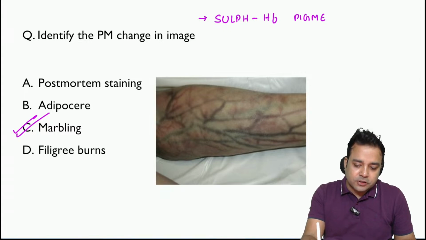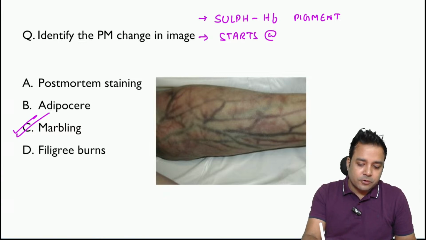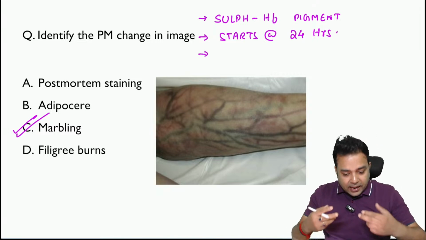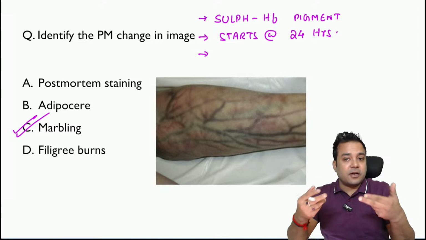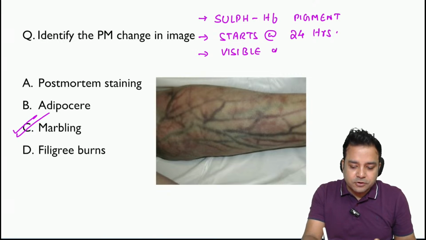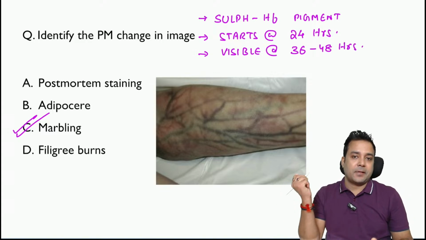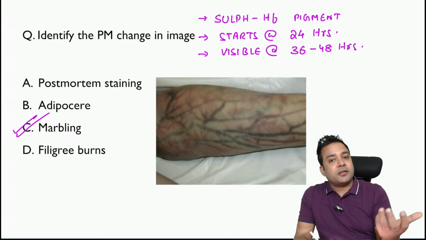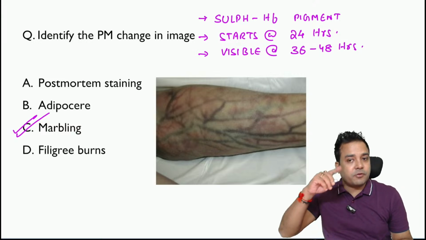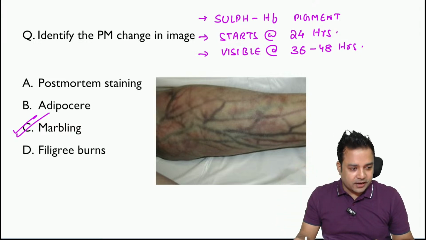Then, this marbling process begins at what time? We all know it starts at around 24 hours due to bacterial putrefaction only. But this process is happening inside the vein, while externally it becomes visible to us at least 12 hours later, meaning 36 hours to 48 hours, and it is due to bacterial putrefaction. So we know all the important things about marbling. With regards to filigree burns, we will revise them with another separate question.